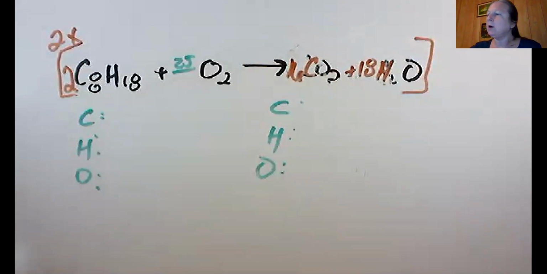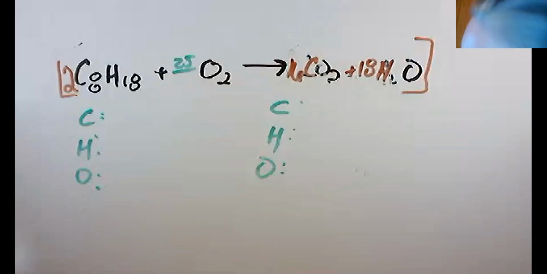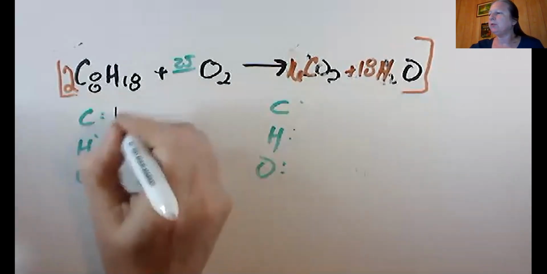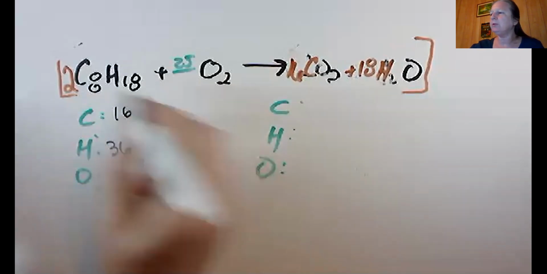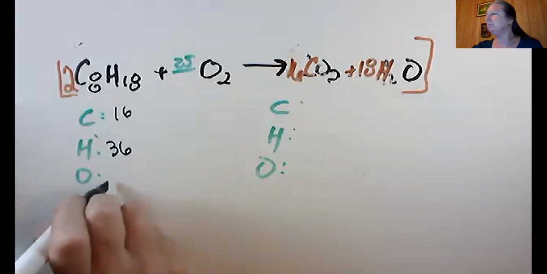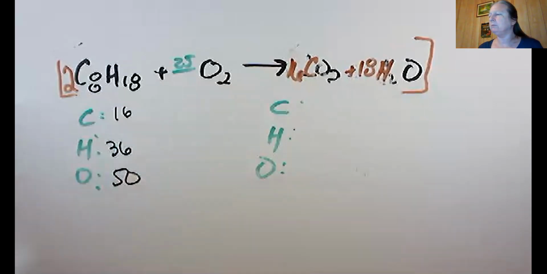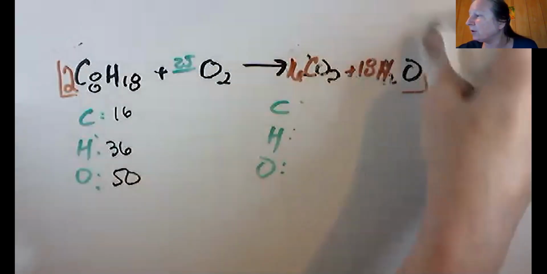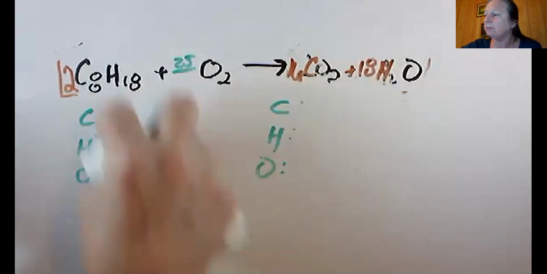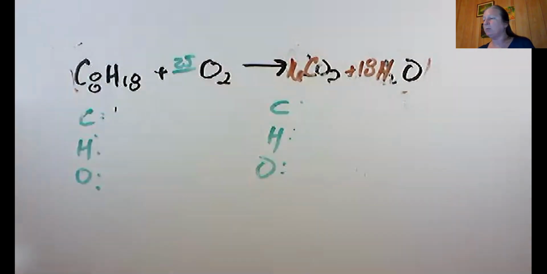Okay, now I'm going to double check. And I dropped my paper. So now let's go back and double check the inventory. 8 times 2 is 16 carbons, 36 hydrogens, and 50 oxygens. No. Scratch that. Let me start over. I got myself confused because I left these brackets here. Okay. Let me get rid of my brackets because they confuse my brain. And I'm going to start over. So mentally erase the last 30 seconds.